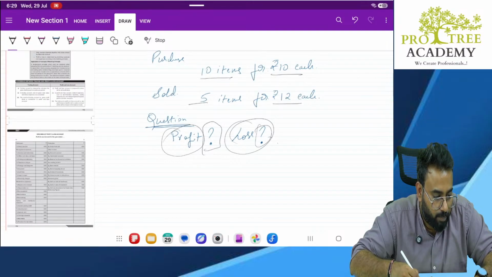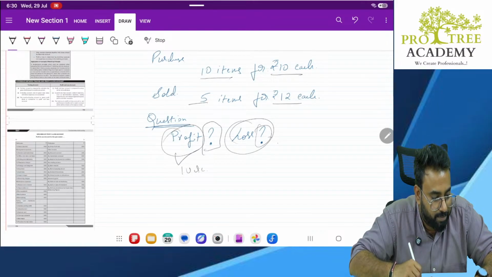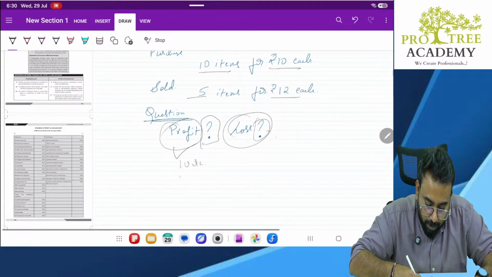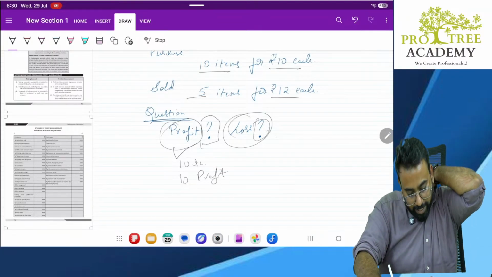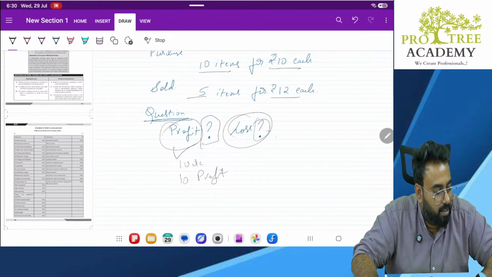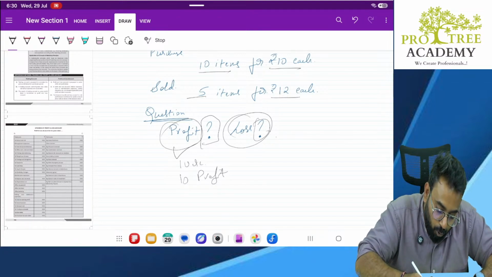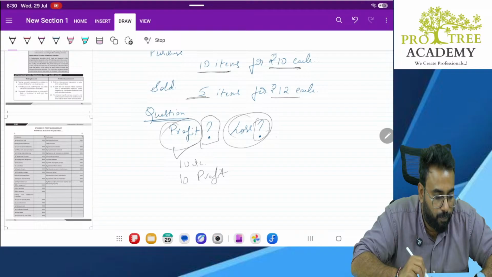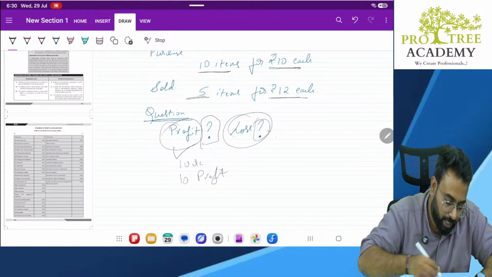Okay, one student is telling profit. One note for this democratic country. And she's telling 10 rupees profit we made, sir. 10 rupees profit is what we made. Okay, good. Then anybody else? Any other votes, please? Come on, guys, you can do it. A very simple question, no? You purchased 10 items for 10 rupees. You sold 5 items for 12 rupees. Yes, anybody else?